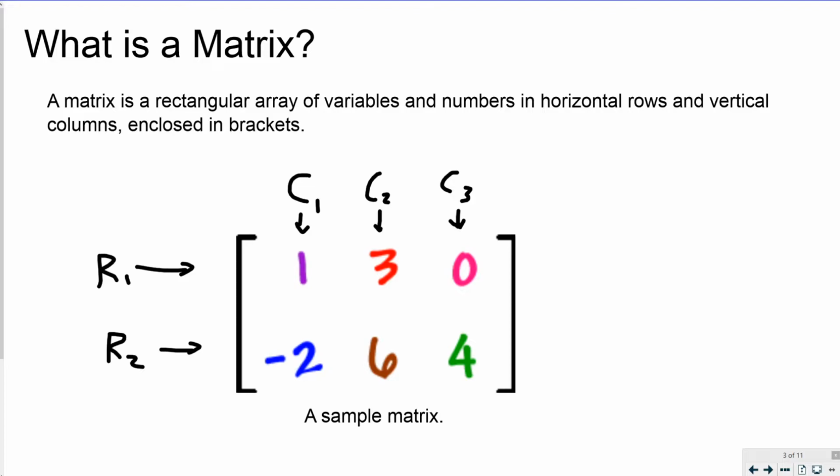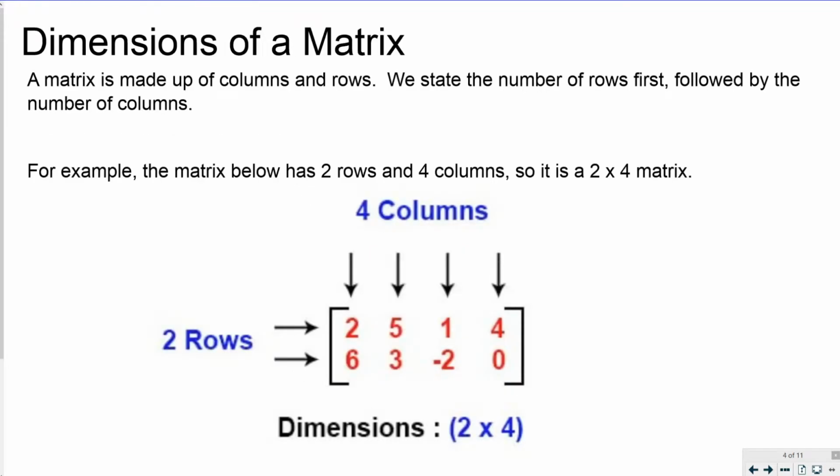So, more important things about a matrix, the dimensions of a matrix. First would be given by the number of rows followed by the number of columns. So the matrix below has 2 rows and 4 columns, so it is a 2 by 4 matrix. The X up here is me saying the word by. And a 2 by 4 matrix means it has 2 rows and 4 columns.